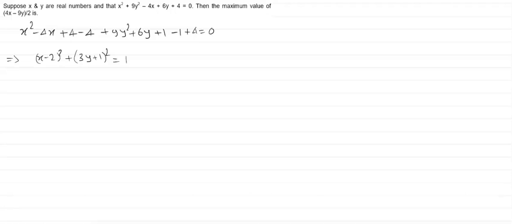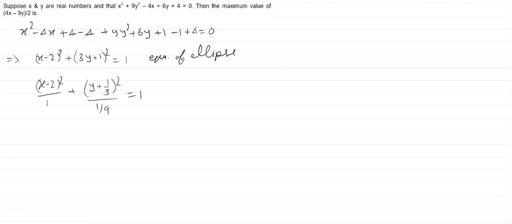From this equation we can surely say that this is an equation of an ellipse. We are now sure that this is an ellipse equation. If we further write it in a more explicit form so that we can calculate the various parameters associated with the ellipse, we have (x minus 2) square over 1 plus (y plus 1/3) whole square over 1/9, and this is equal to 1.